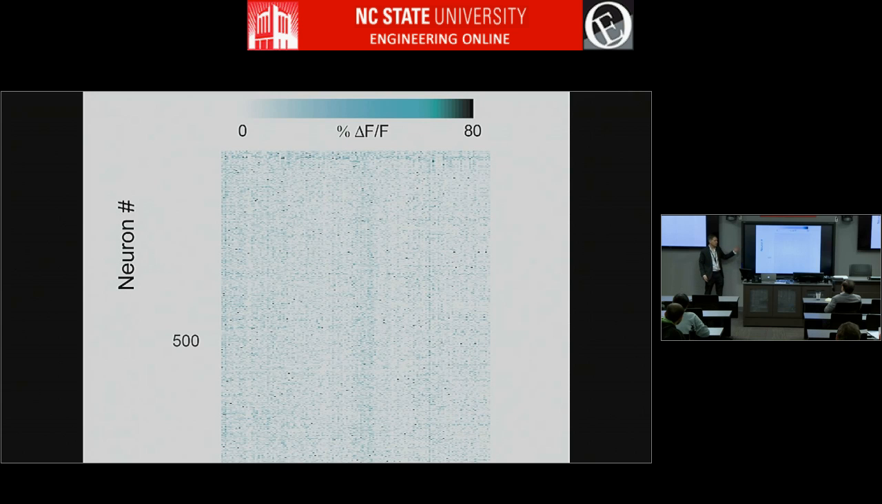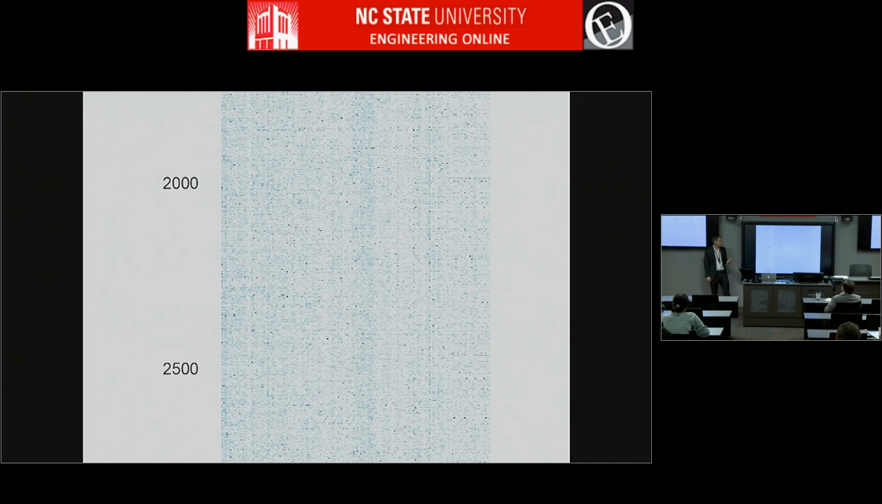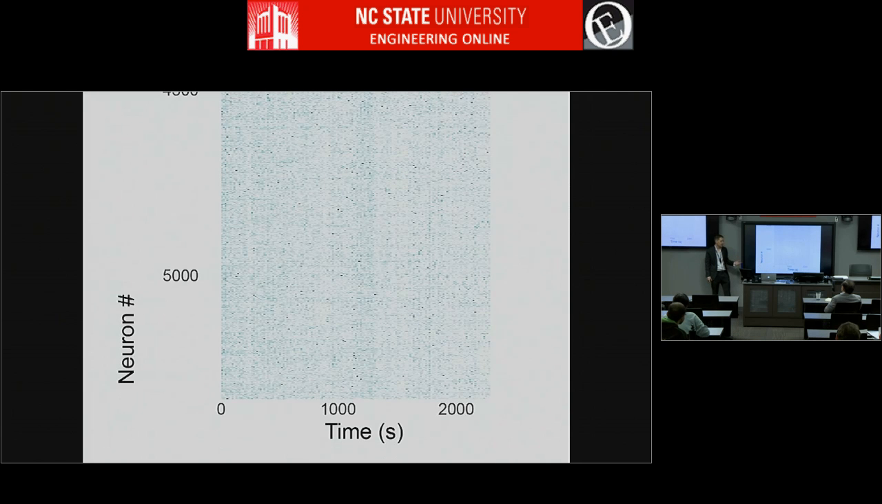In this data set, we get a ton of cells. These are just for the regions of interest, just for the cells that we could get a good signal from, just in that data set that I was showing you that's kind of undersampled. So that's over 5,000. And that's just for one imaging beam and one plane.